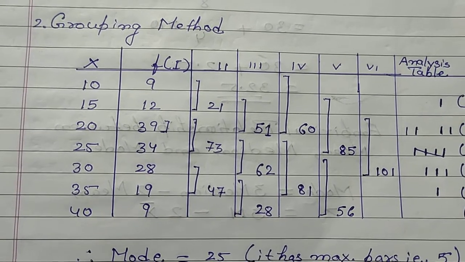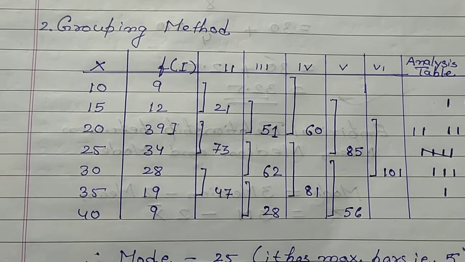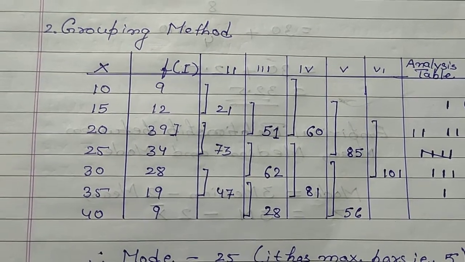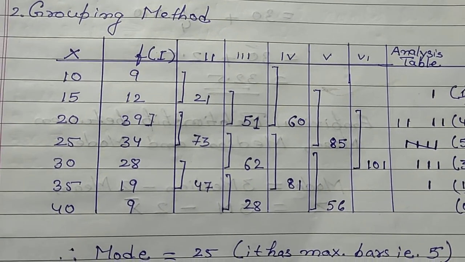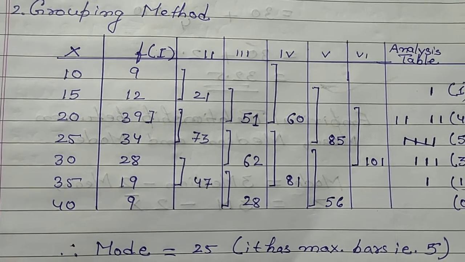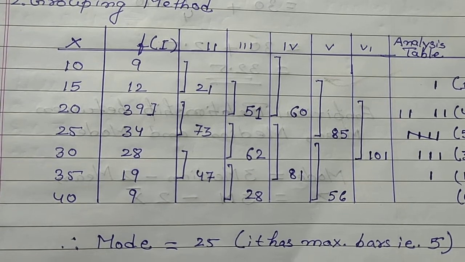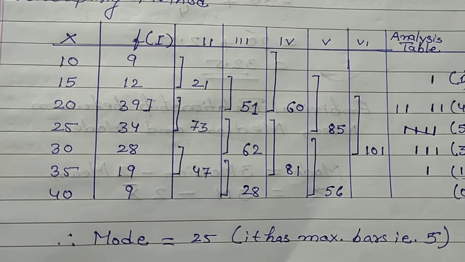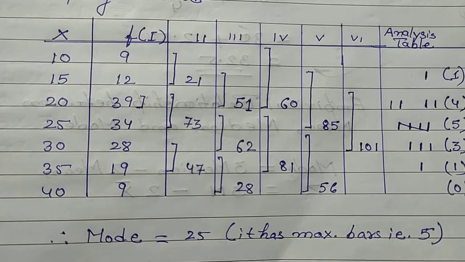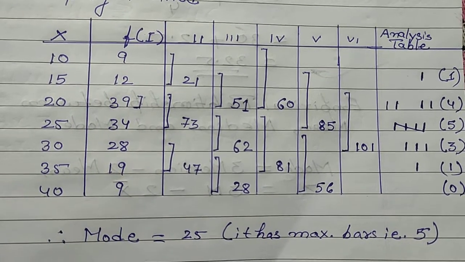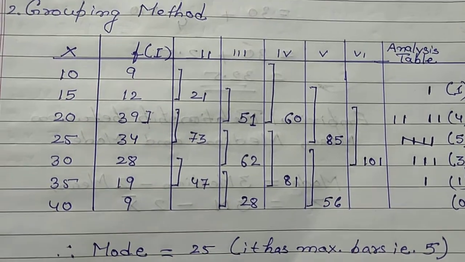Now the next method to find the mode in case of discrete series is the grouping method. You can see one discrete series is given to us. X variables are given and their respective frequencies are given. In this case you have to draw 6 columns and one column for the analysis table. The frequency you mark as column number 1, followed by column numbers 2, 3, 4, 5 and 6. Now let us understand how to find the mode by the grouping method.